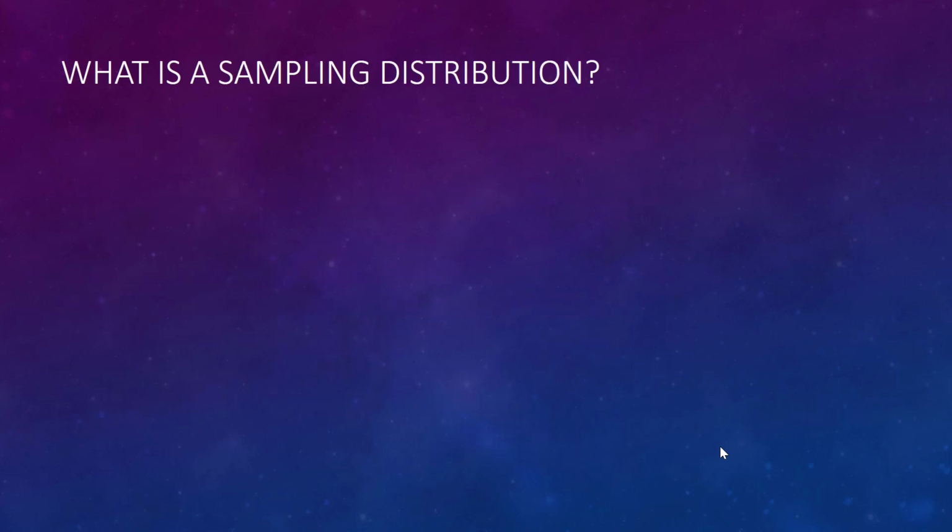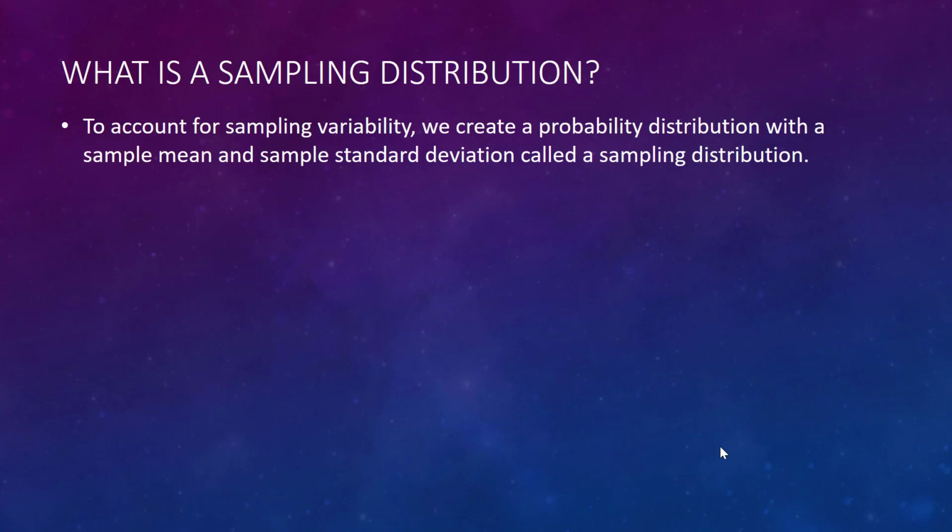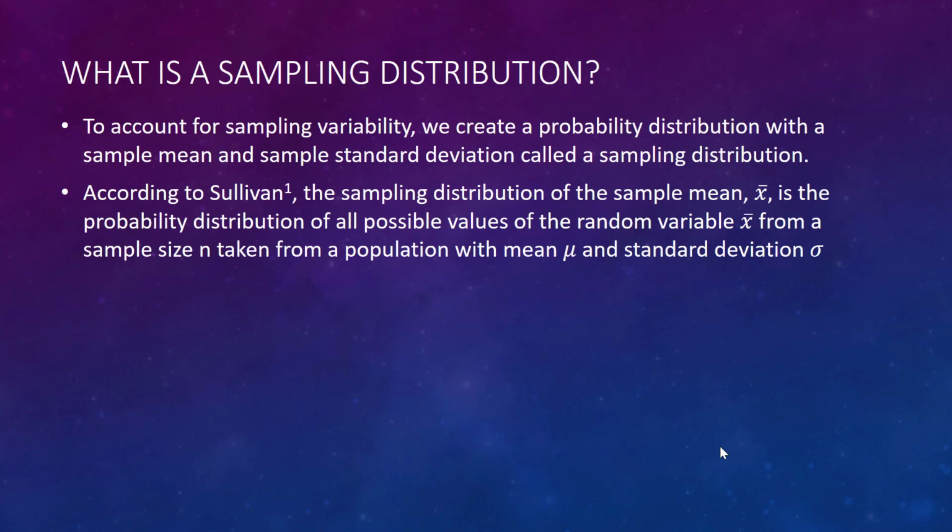What is a sampling distribution? To account for sampling variability, we create a probability distribution with a sample mean and sample standard deviation called a sampling distribution. According to Sullivan, the sampling distribution of the sample mean, x bar, is the probability distribution of all possible values of the random variable x bar from a sample size n taken from a population with mean mu and standard deviation sigma.